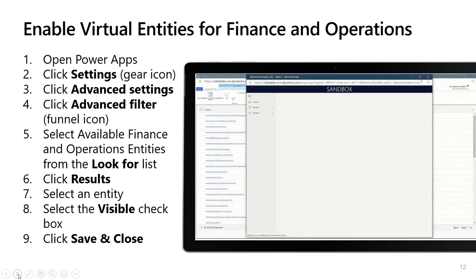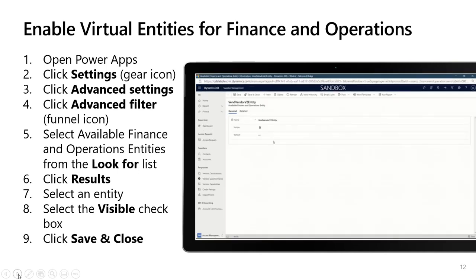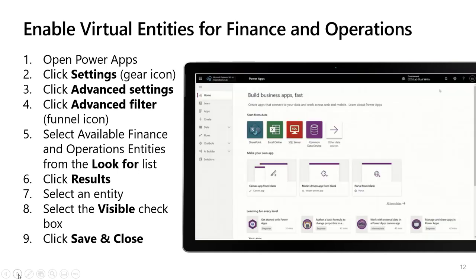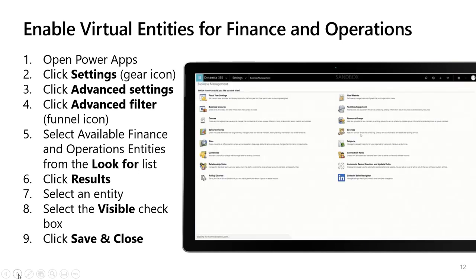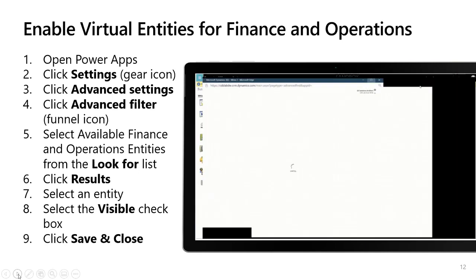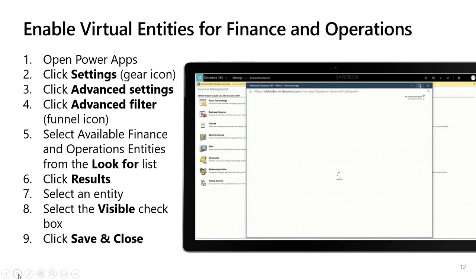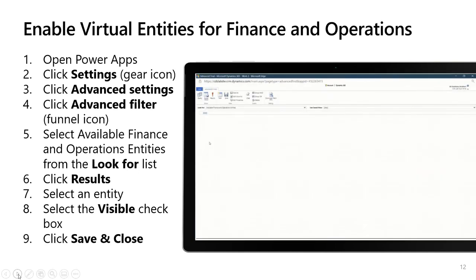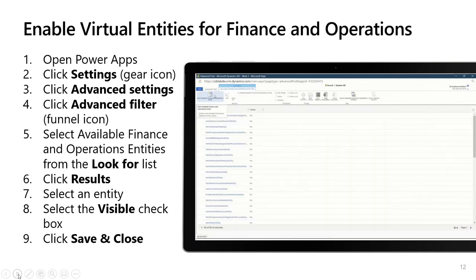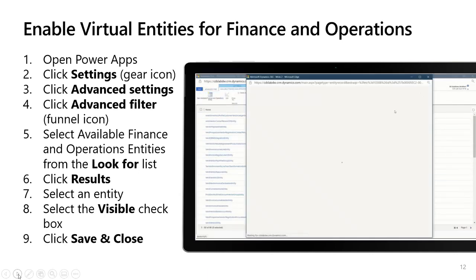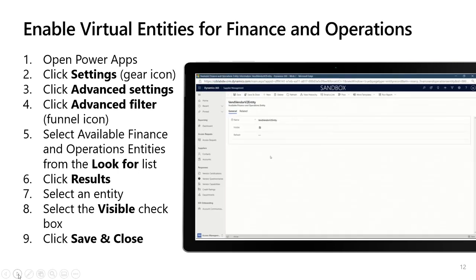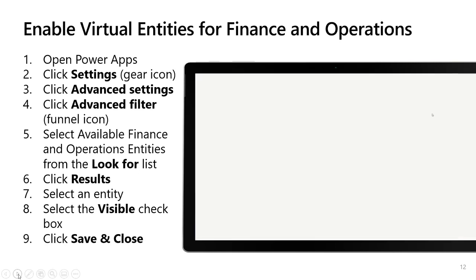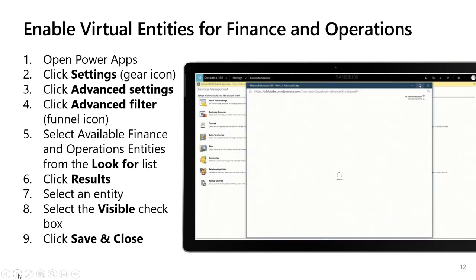You're going to open Powerapps and go to the settings, which is the gear icon in the upper right-hand corner, and then click on advanced settings. So here you can see that's where this is happening. And then you'll click on that funnel icon, the advanced filter icon, and use the drop-down box to search for the available finance and operations entities from the list. I do strongly recommend when you're searching that you add a filter for a word. So in my example, I'm searching for contains, and I type in the word vend, so I'm looking for any of the entities that contain the word vend in it.